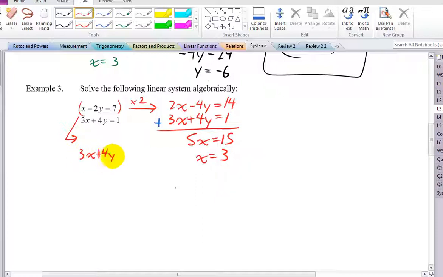We'll get rid of our x's. 3x plus 4y equals 1. So I'm not going to change the second one. But what would I do to the top one? Yeah, you simply multiply it by 3. Okay. So what do you get? Chris? -2. 3x minus 6y equals 21. Add or subtract, Chris? What do you think? Subtract. Okay, this is a tricky one. Go ahead and do it.